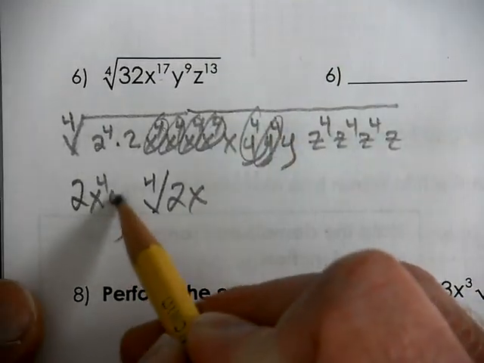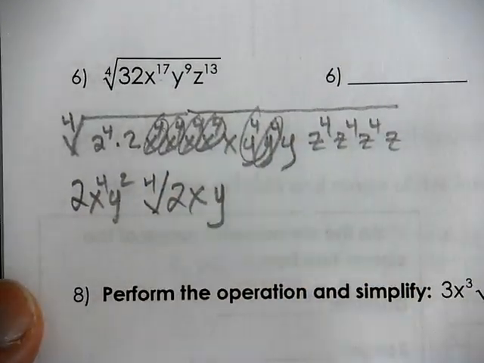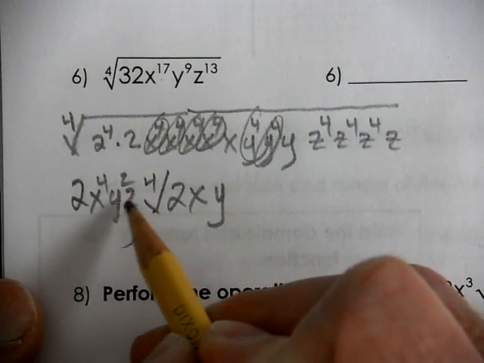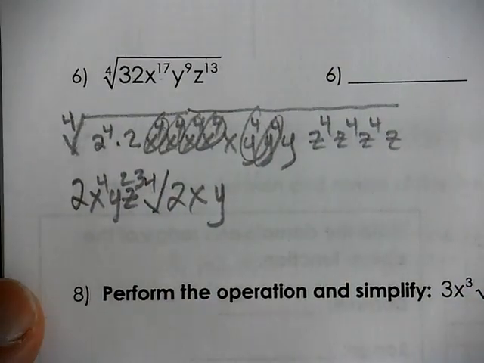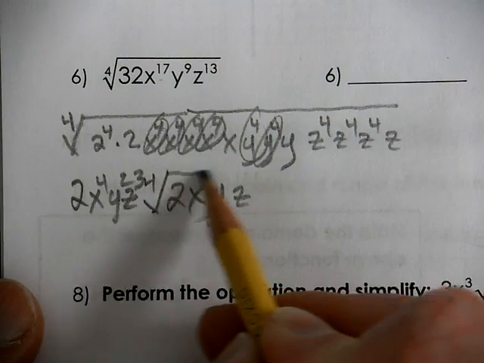You've got y squared with the y left inside. You've got z cubed with the z left inside.